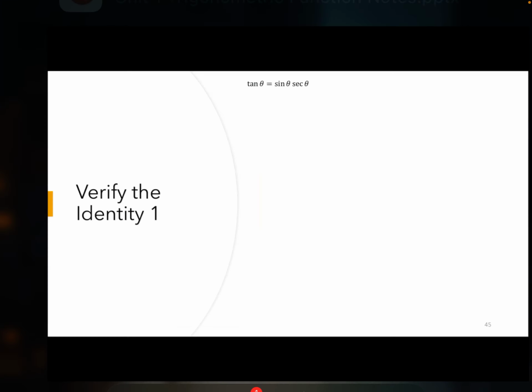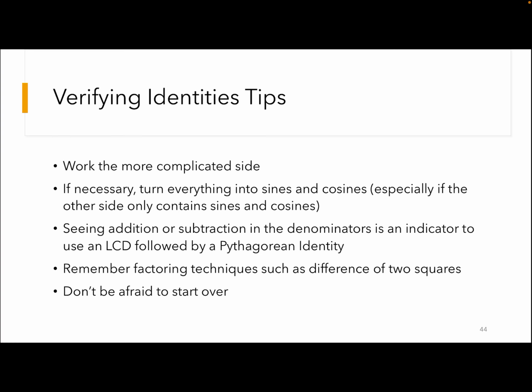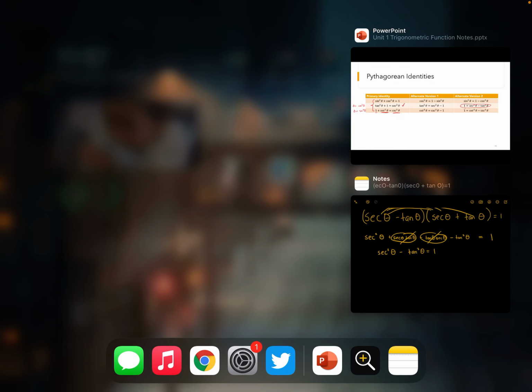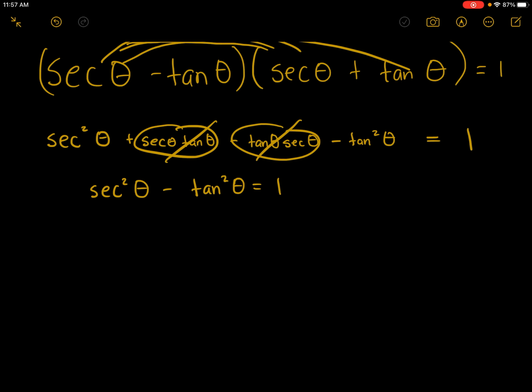If we go back over to our PowerPoint, one of the Pythagorean identities we have is 1 is equal to secant squared theta minus tangent squared. So we're going to use that. So secant squared minus tangent squared, that's 1. So we end up with 1 equals 1. We'll put an exclamation mark because we did it.